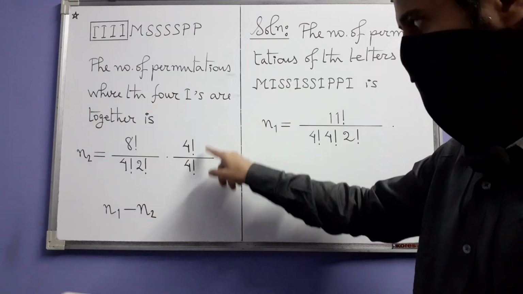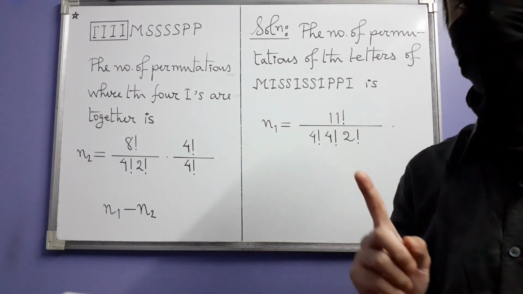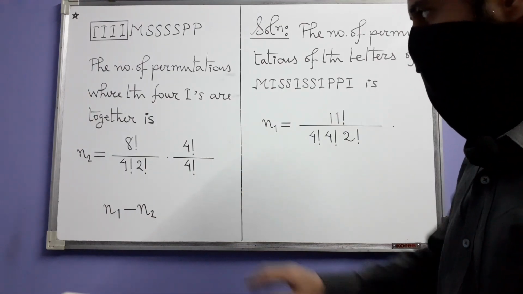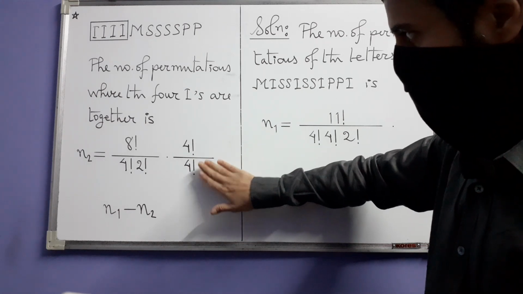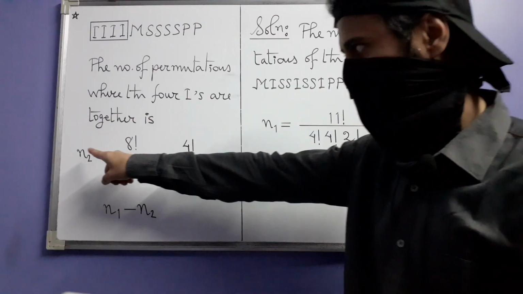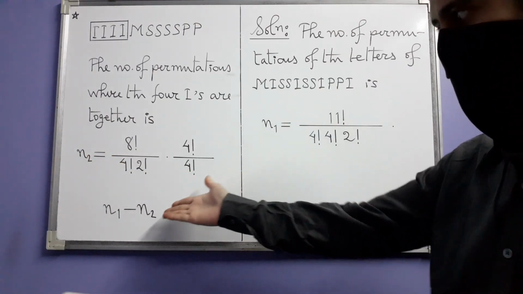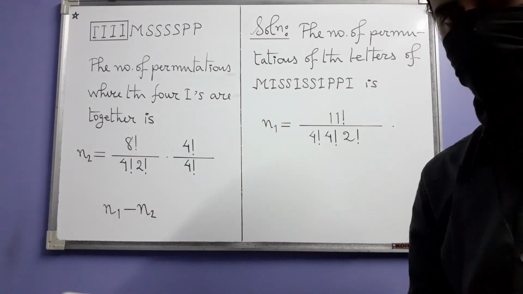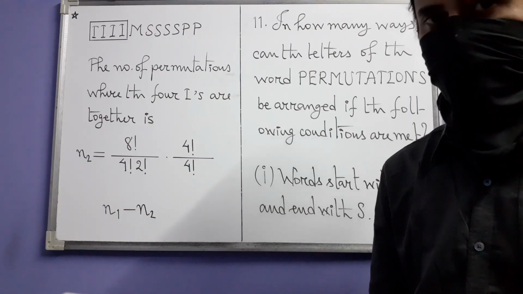So that is why ultimately the effect is just having 1. But anyway, if you write like this, it shows that you know what you are doing. So that's how you get n2, and the answer would be n1 minus n2. And finally we have number 11.